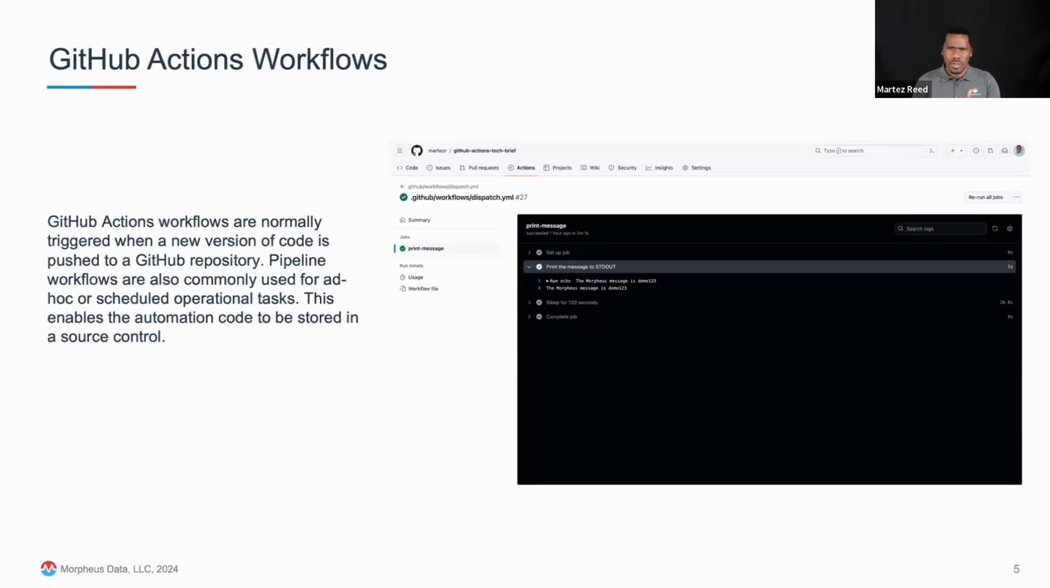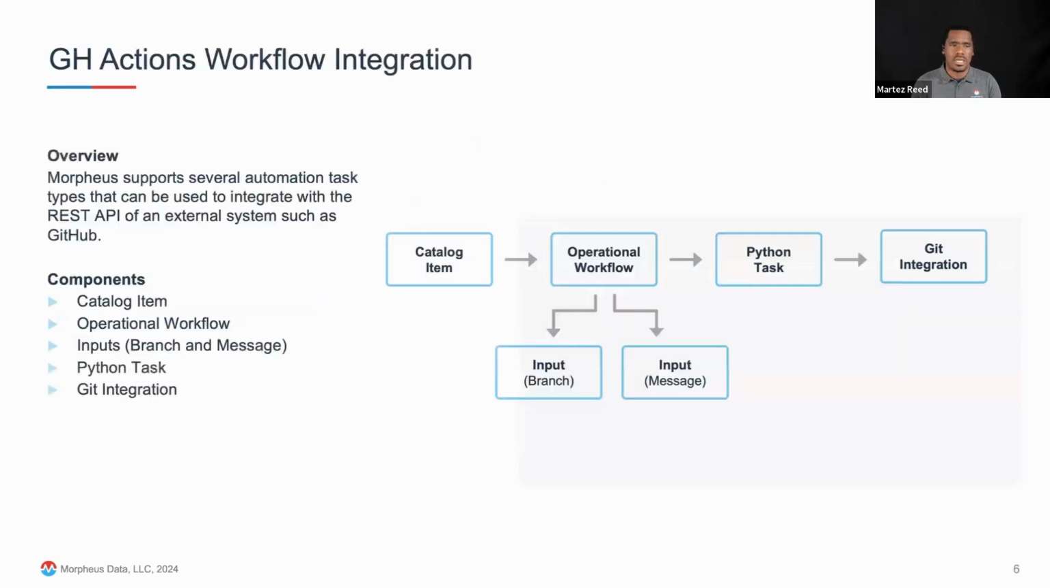So I'm going to walk through an example of how that integration might look. In this case, I'm leveraging the GitHub REST API and a Python script to stitch those components together, and then walking through layering in the Morpheus components to expose that as a self-service catalog item. So let's take a look at what that would look like from a Morpheus component perspective.